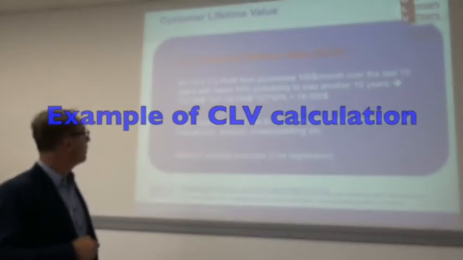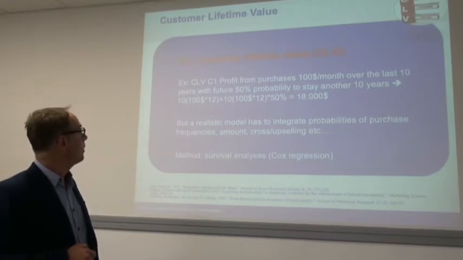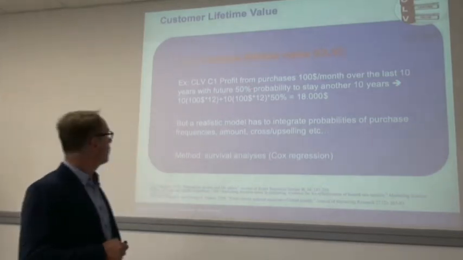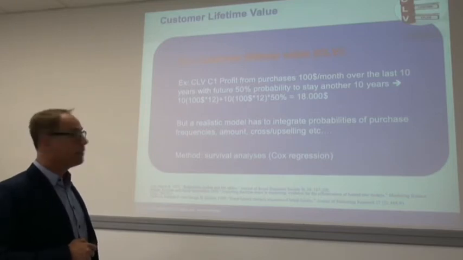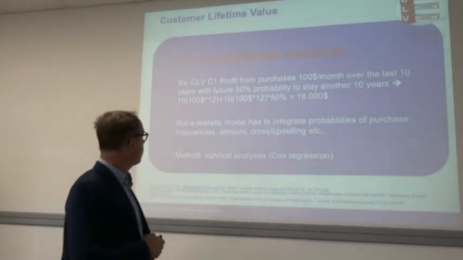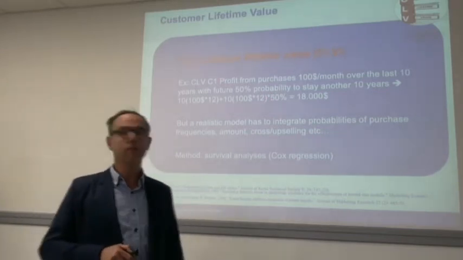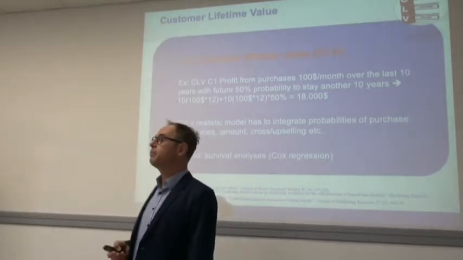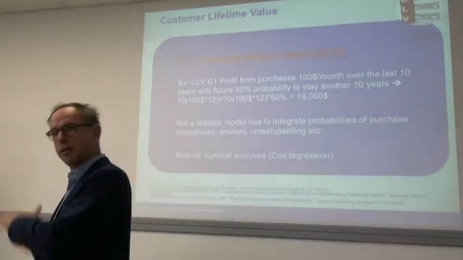One example: you have customer one who has a profit of 100 euros per month. He has bought over the last 10 years, and he has a 50% probability to stay another 10 years. And so we calculate 10 years multiplied by 100 euros by 12. This is the past, so 12,000 euros profit of the past, plus 10 other years, the same amount per month, but with a churn rate of 50%, so plus 6,000 euros. And so this customer would have a lifetime value of 18,000, 12,000 plus 6,000.